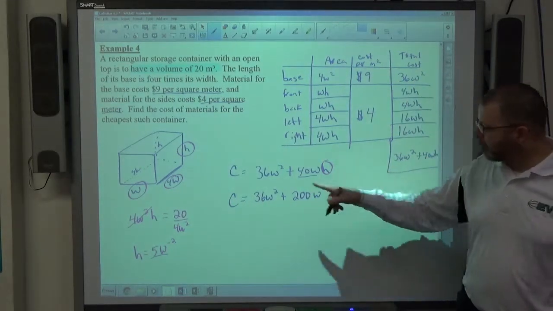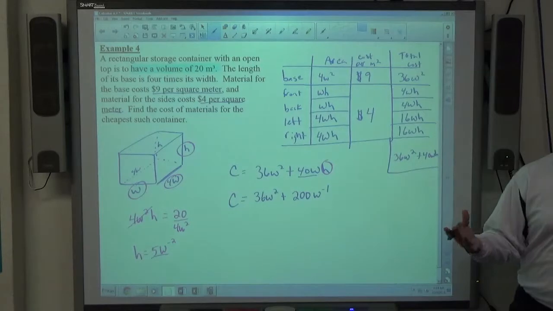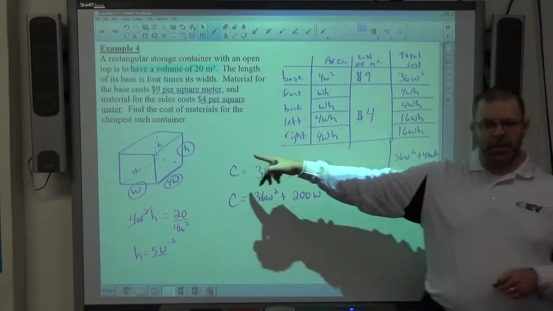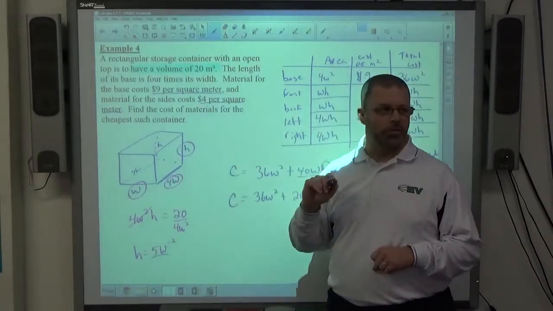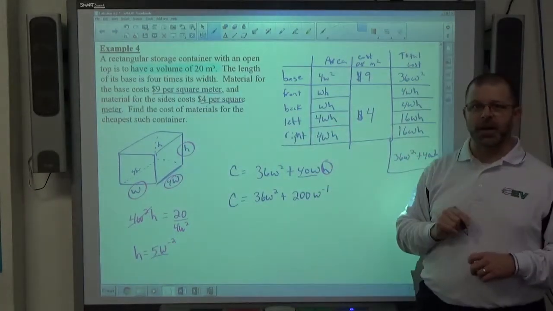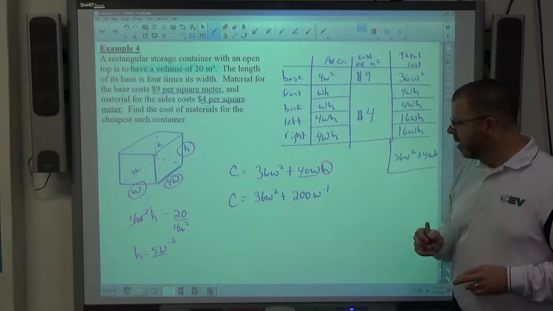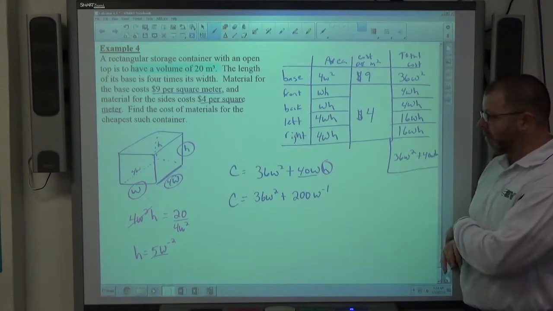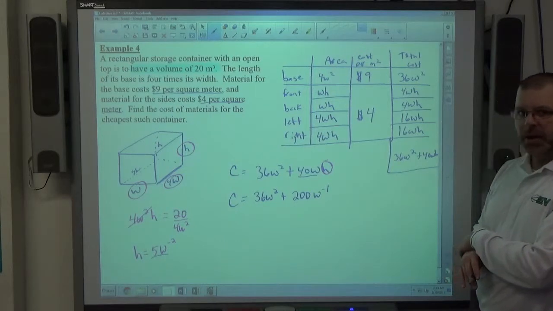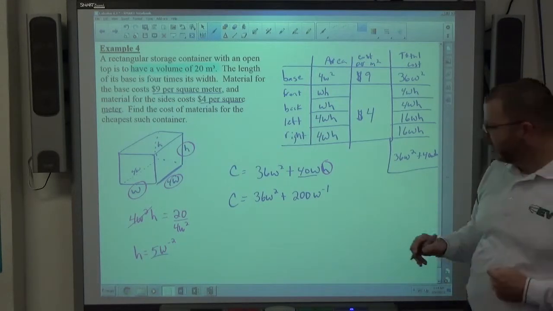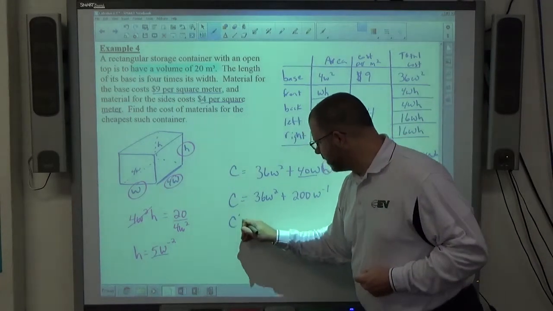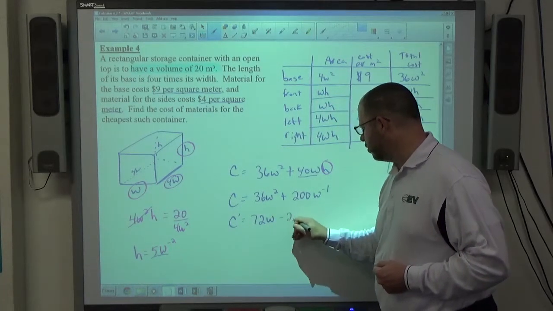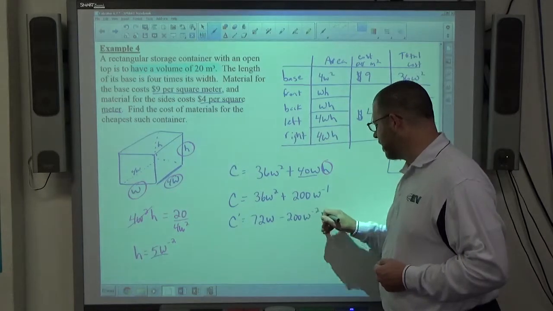All right? I'm trying to optimize cost. I'm in a business. I want cost to be the lowest it can possibly be, right? There's millions of boxes I can make that have this dimension type, that have this volume, but there's only one that costs the least amount of money. That's what I want to make. So, once I got my function that I'm trying to optimize down to one variable, now it's time to differentiate to find critical numbers. So 72W minus 200W to the negative second power.